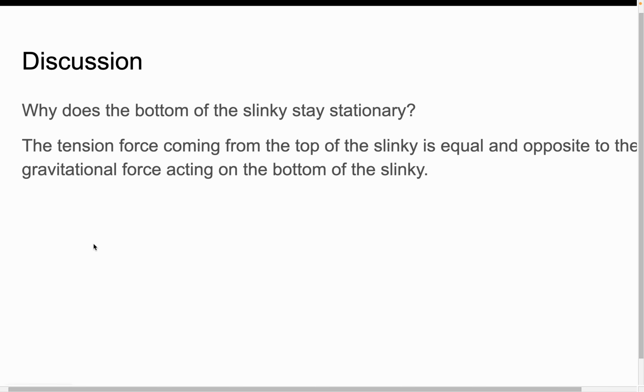So, quick discussion: why does the bottom of the slinky stay stationary? That's because when the top of the slinky is falling towards the bottom, it's exerting a tension force on the bottom of the slinky. So the bottom of the slinky has two forces acting on it, gravitational force and tension force from the top. They are equal and opposite in magnitude, which means that there is no change in velocity since it's already at rest, velocity of 0. So yeah.